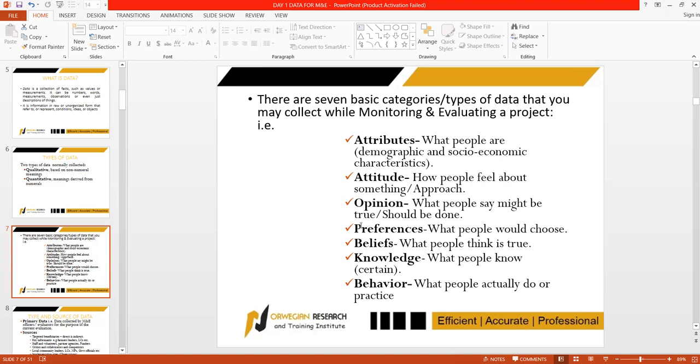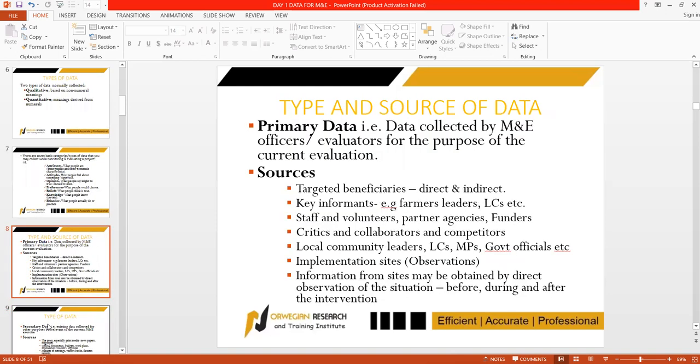Good. So I now want to bring you to type and source of data. Data source is the first thing in any learning that you begin on your journey to data analysis: you must start with understanding your data sources. And then you must understand which is the best methodology to analyze that particular data source. So, type and source of data: primary data is data collected for the first time, that has never been collected before. So sources: target beneficiaries. We target direct and indirect.